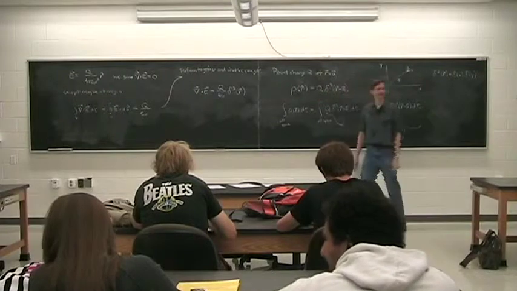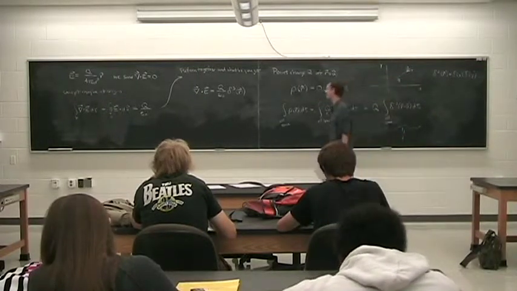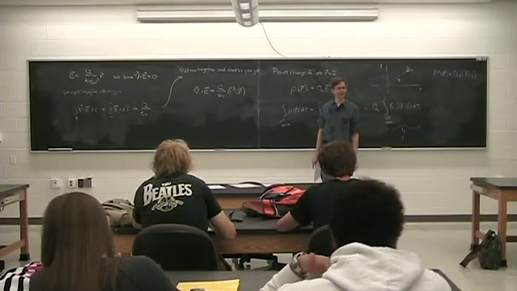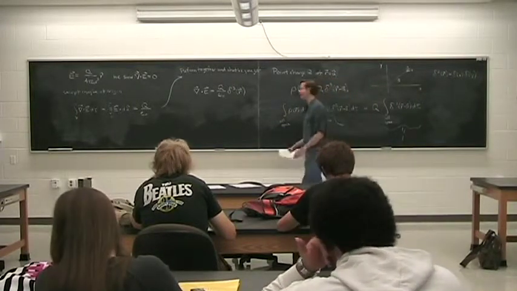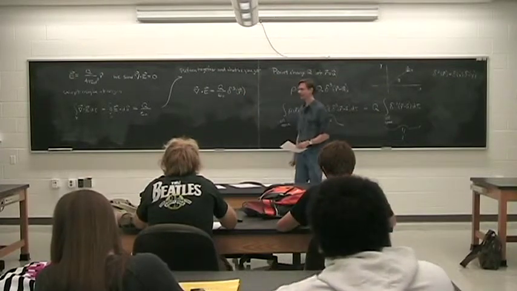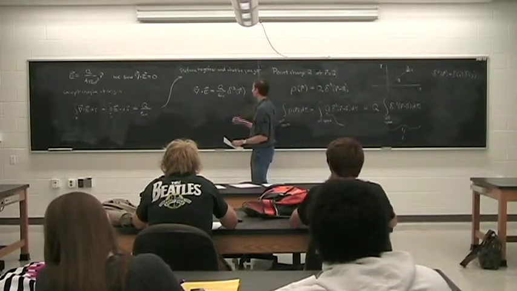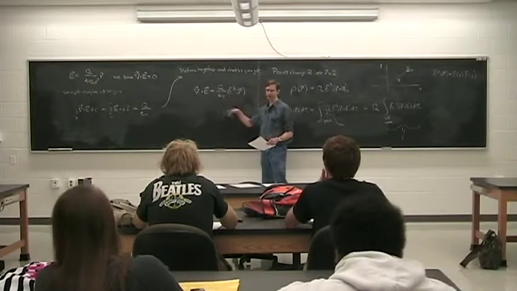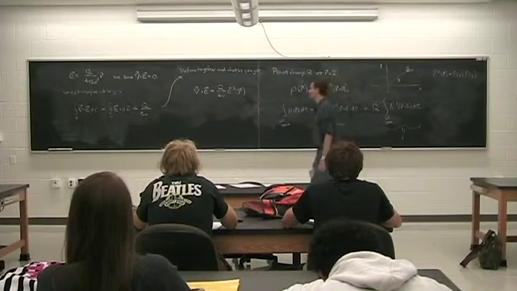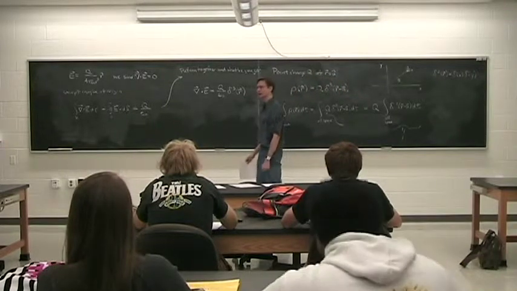That'll give you what you want. If div E is q over epsilon naught delta 3 of r, well then when I integrate div E over any volume that contains r equals 0, where the delta function is spiking, then I'll get q over epsilon naught. Because the integral of the delta function is 1, and so q over epsilon naught times the delta function integrates to q over epsilon naught.